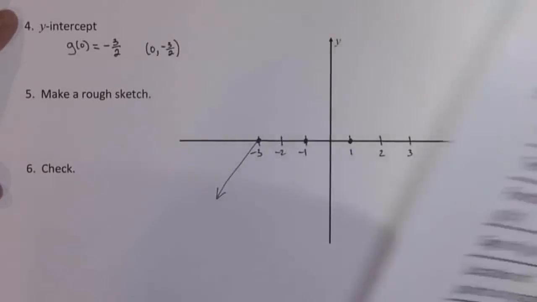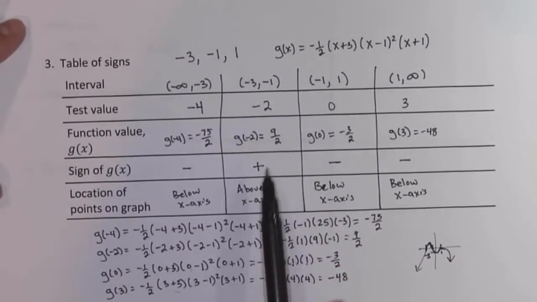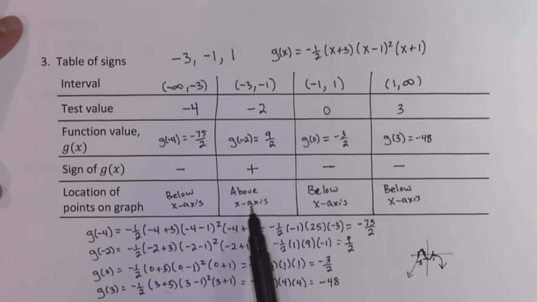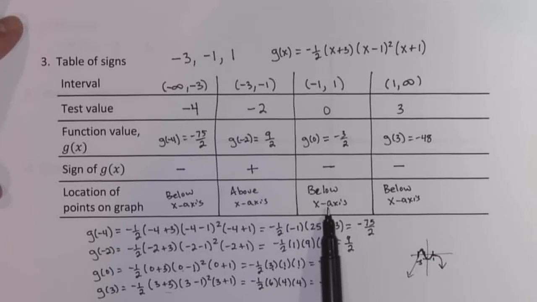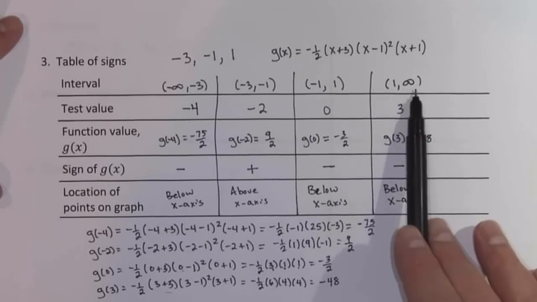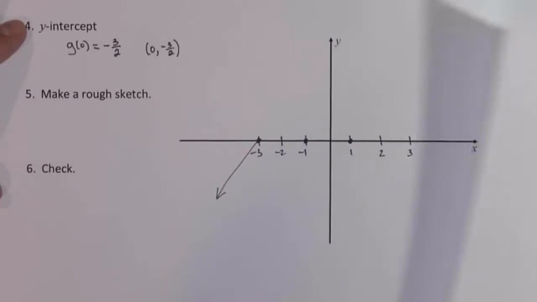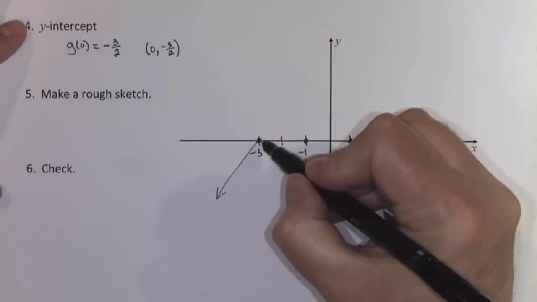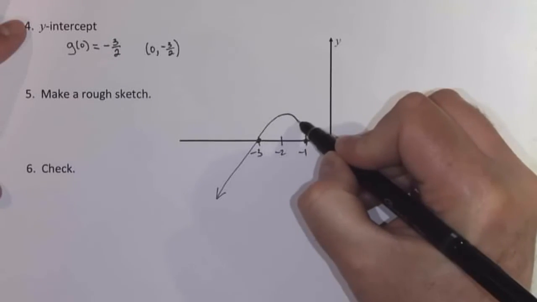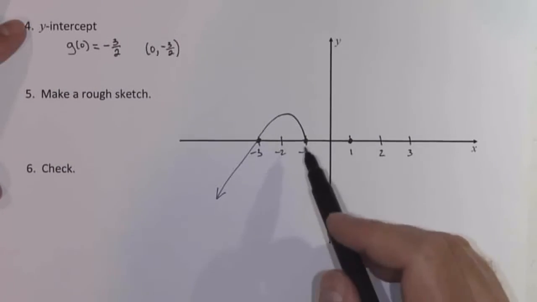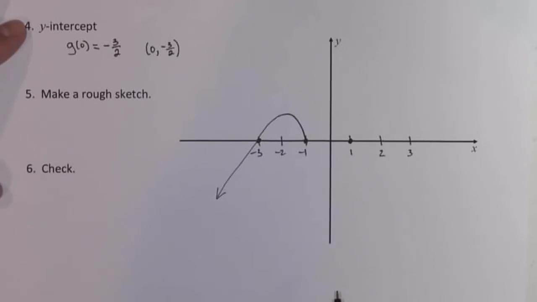And then when we are in between -3 and -1, our graph should be above the x-axis. When we are between -1 and 1, we should be below the x-axis, and then when we're to the right of 1, we should again be below the x-axis. So again, if we are above the x-axis between -3 and -1, that means our graph is going to have to come up and somehow stay above, but it's got to come back down and cross here at -1.